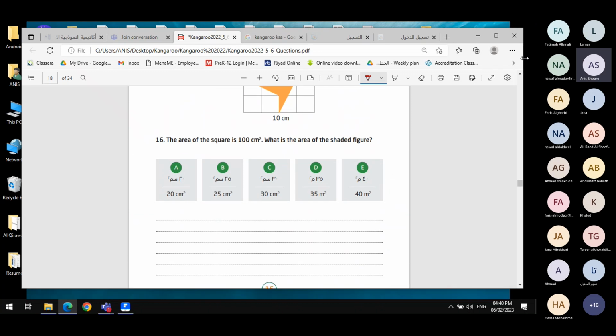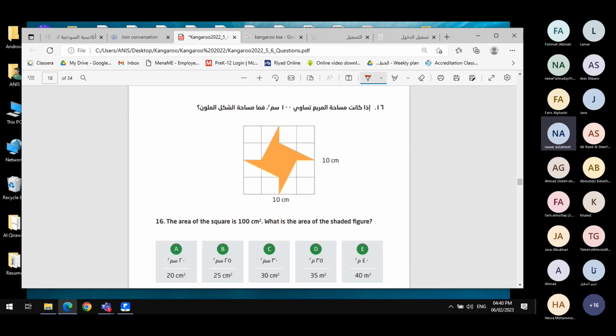Now we are going to move to number 16. Final exam. Yes, Nawal. The area of the square is 100. What is the area of the shaded figure? Okay, so we know this area, and by the way, no need for them to tell us it's 100 centimeter. We can see it directly. 10 times 10 is 100. You need only to find the shaded shape.